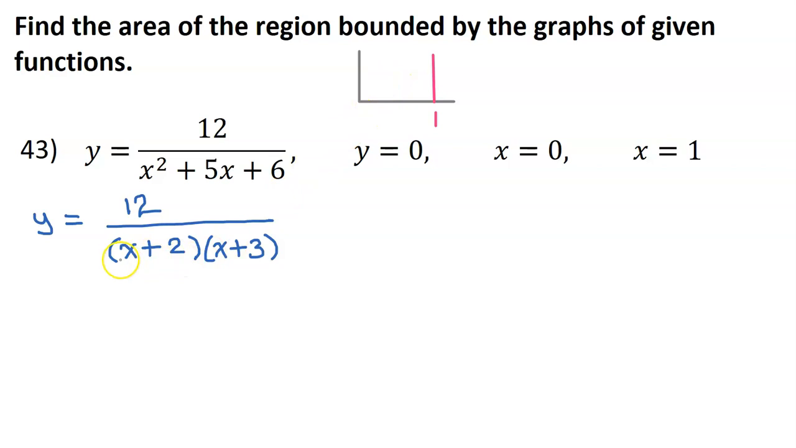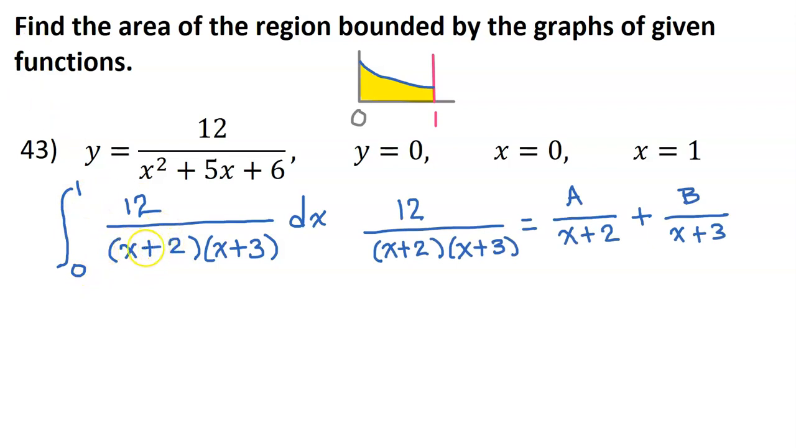Notice that for positive values of x, we are going to get a positive y value. So we don't have to know exactly what this graph looks like. All we need to know is that it is above the y-axis in this region. The area under this curve from 0 to 1 is just the integral of this rational expression from 0 to 1. This is not an integral we can find by substitution, so let's use partial fractions.